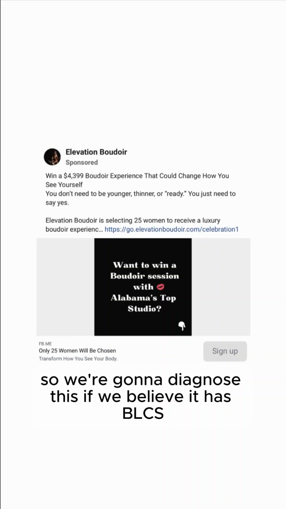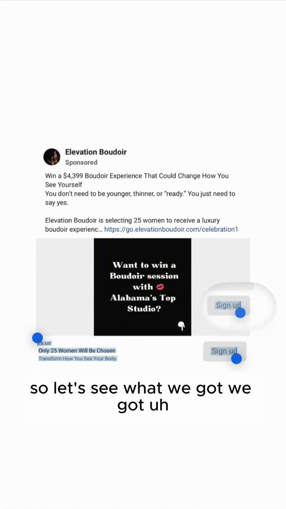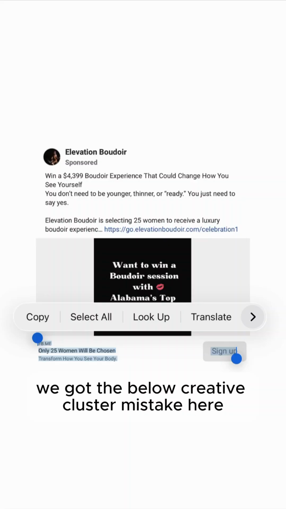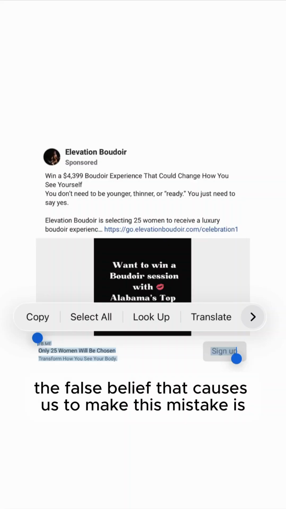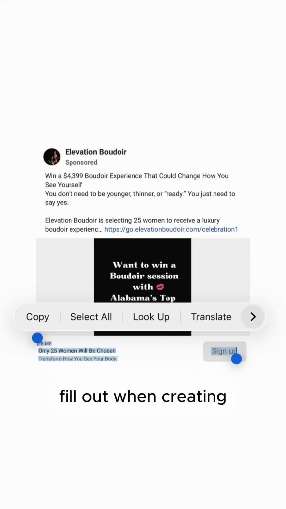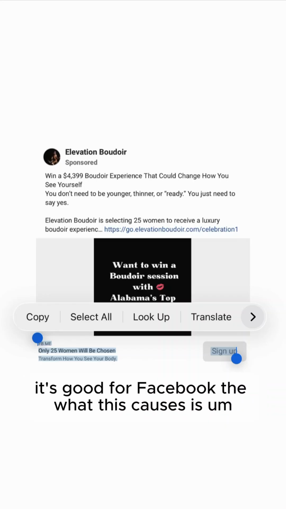So we're going to diagnose this, see if we believe it has BLCS, Boudoir low click syndrome. So let's see what we got. We got the below creative cluster mistake here. The false belief that caused us to make this mistake is we're trusting that what Facebook tells us to fill out when creating an ad is what we should fill out. We're trusting that's good for us, but in fact it's bad for us, it's good for Facebook.